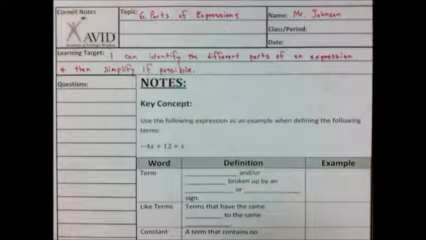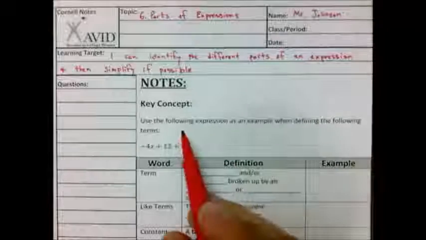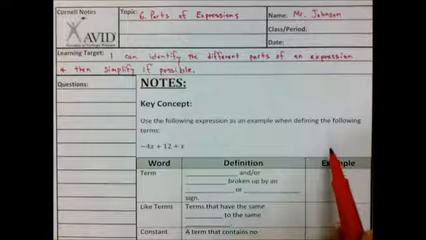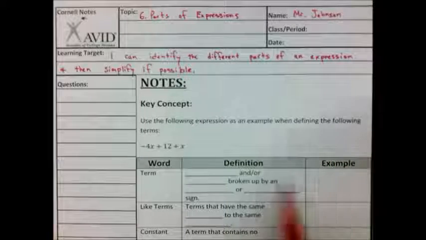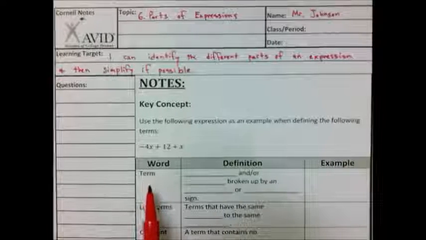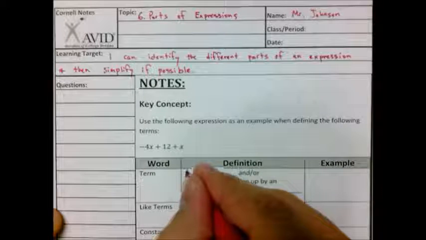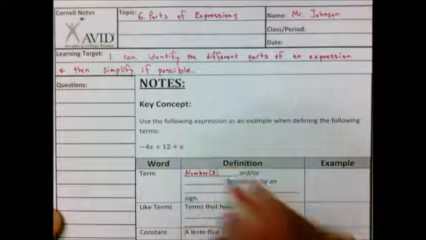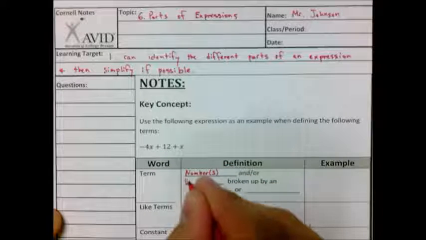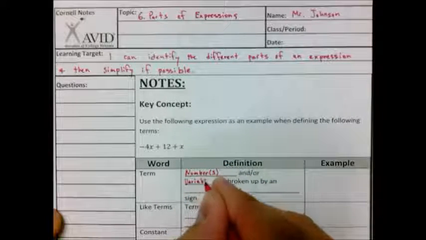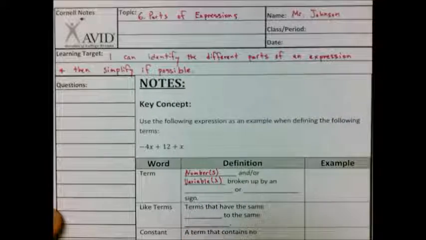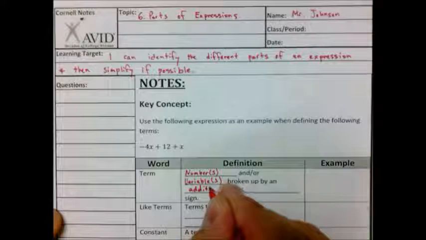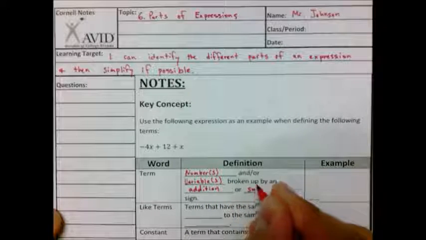So let's go into this key concept here. What we're going to do is use this expression here, negative 4x plus 12 plus x, as an example when defining the following terms. The word term, if we were to define that, is a number or numbers and/or variables, or just one variable too, broken up by an addition or subtraction sign.